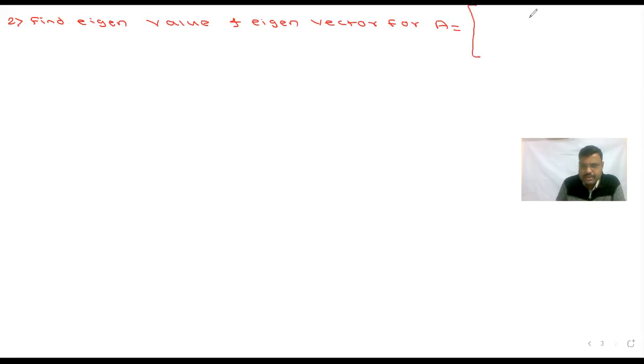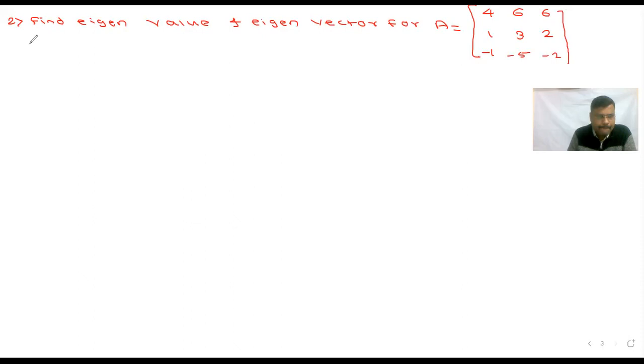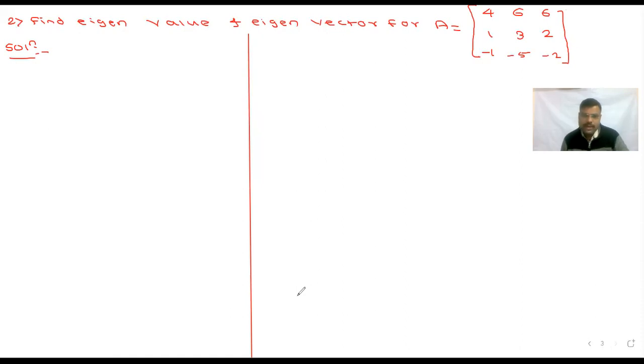Second example. Find eigenvalues and eigenvectors for A equal to [4 6 6; 1 3 2; -1 -5 -2].